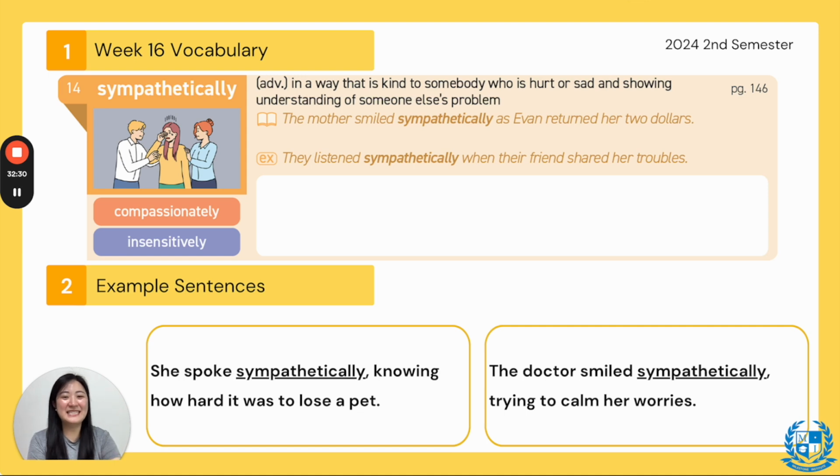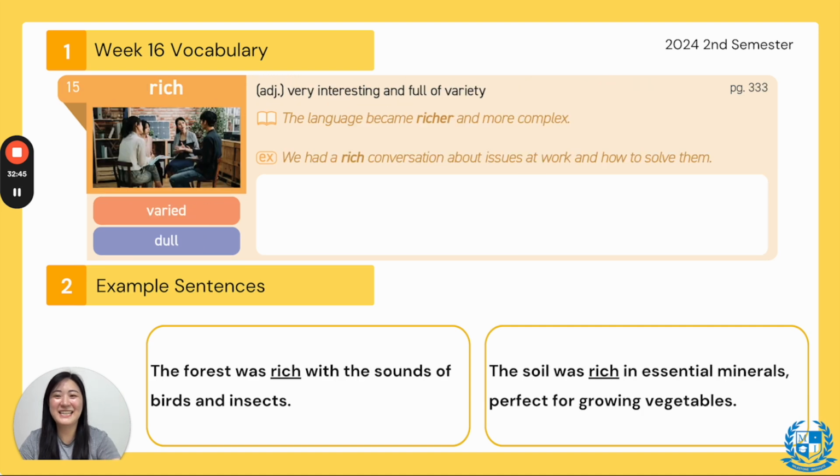The next sentence, it says, the doctor smiled sympathetically, trying to calm her worries. So maybe you went to the doctor like, doctor, I don't feel good. I feel so sad. I don't know. It hurts everywhere. And the doctor just smiles sympathetically. It's okay. It's okay. Number 15, let's move on to our textbook words.